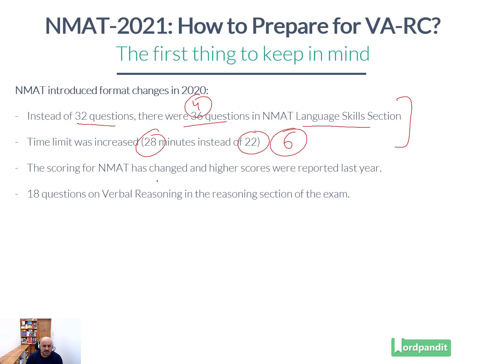The scoring of NMAT also changed, and there were higher scores reported. Also, there were 18 questions in the verbal reasoning section, right? So these were in the reasoning portion of the exam, 18 questions from verbal reasoning. So that's heavy representation. If you keep in mind topics related to English, verbal ability, verbal reasoning, these were present in 2 sections, the reasoning section as well as the language skills section.